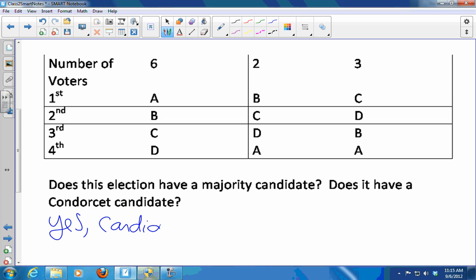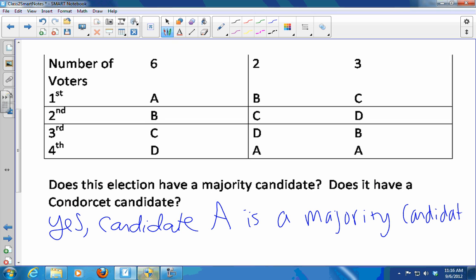So yes, candidate A is a majority candidate. So according to the majority criterion, one of our measures of fairness is that if we have a majority candidate, they should win, regardless of what method we use. That's sort of one of our ideals of fairness, that majority should rule. If the majority has a voice, they should win.